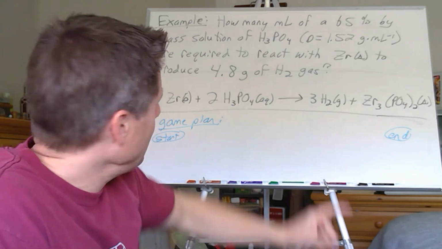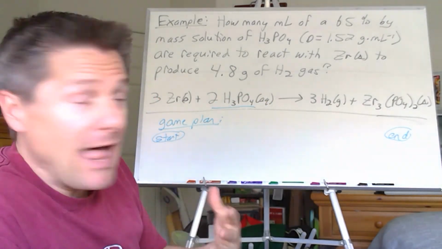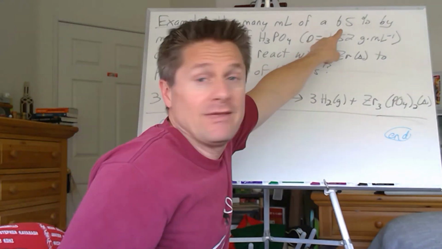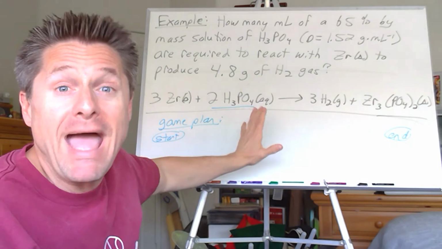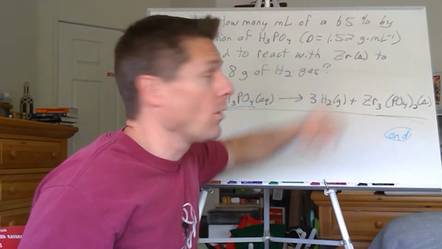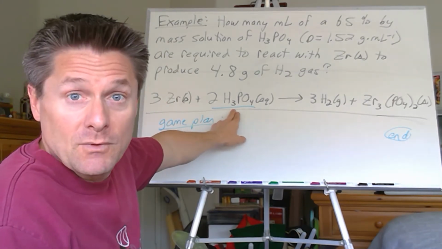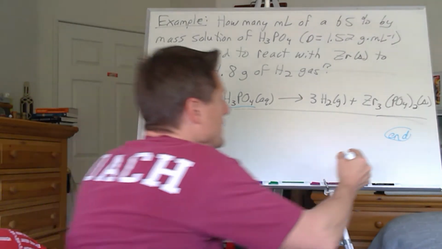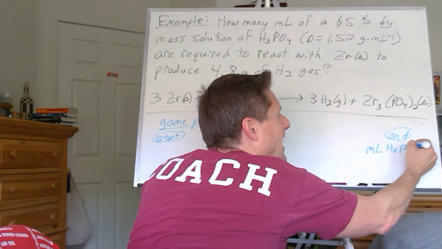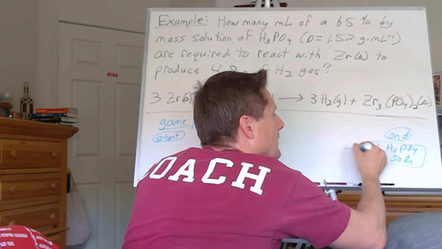So we've got a phosphoric acid solution. That's this. And we're given a lot of information on that. We're given the density of this, and we're given the concentration of that as a mass percent. So that'd be 65 grams of H3PO4 over 100 grams of the solution. We're solving for that. So I want milliliters of the phosphoric acid solution.